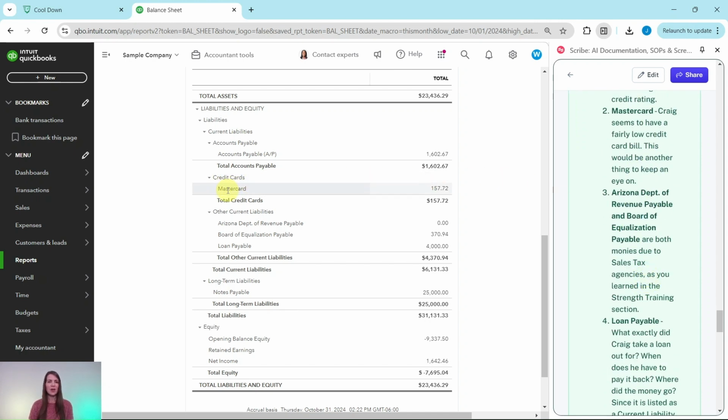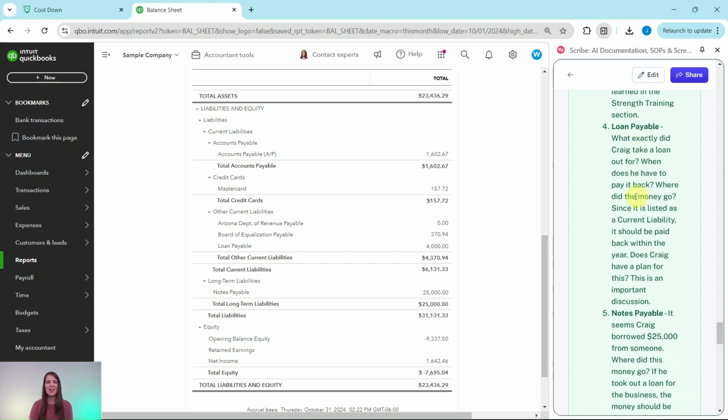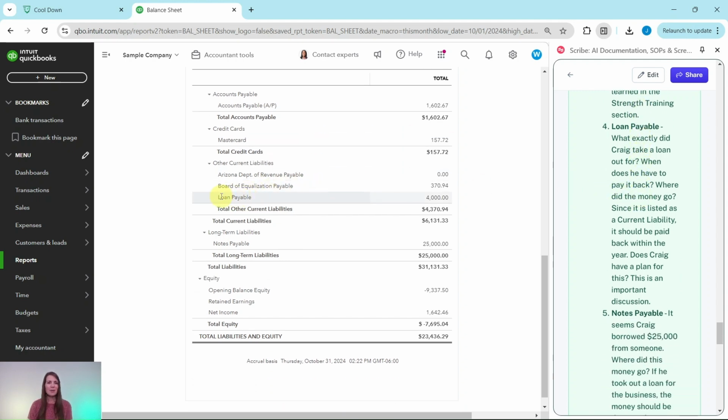Then we have the MasterCard here under credit cards. Craig seems to have a fairly low credit card bill. This would be another thing to keep an eye on. Then under other current liabilities, we have both the Arizona Department of Revenue payable and the Board of Equalization payable. These are both monies that are due to sales tax agencies, as you learned in the strength training section. Then below that is a loan payable. Again, this is under other current liabilities.